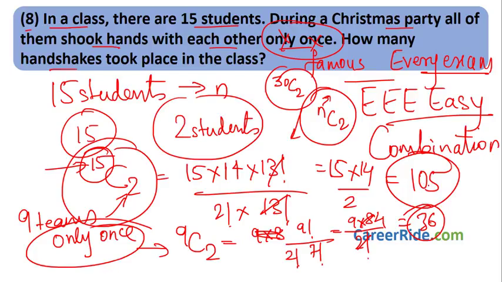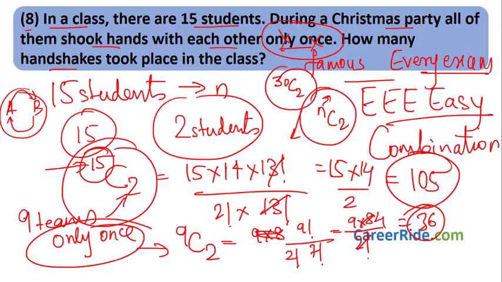But if the "only once" criteria is not there, then there is a chance that each person can shake hands twice. Say there is A and there is B, A can shake hands with B, and then when B's turn comes, B can also shake hands with A. So for both people, 2 handshakes happen.